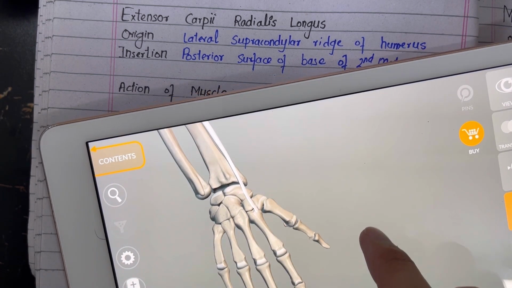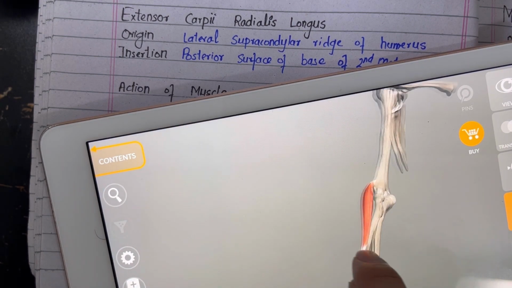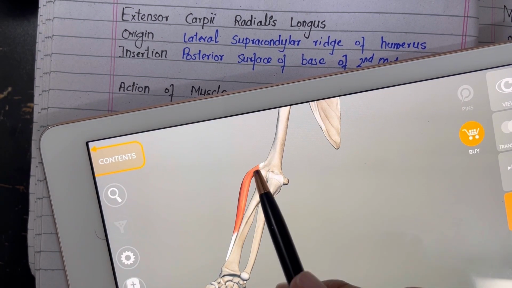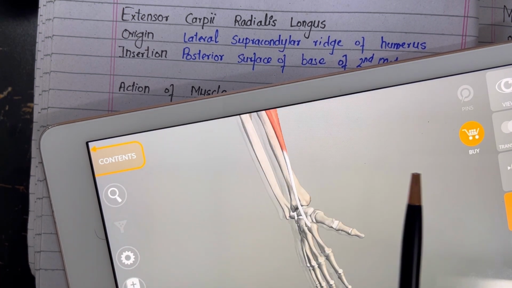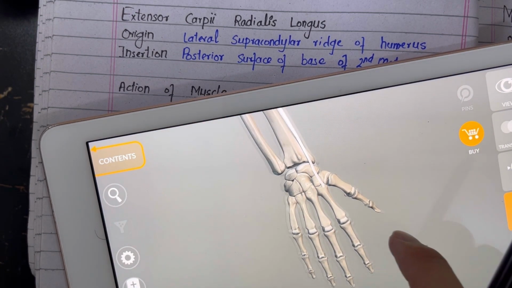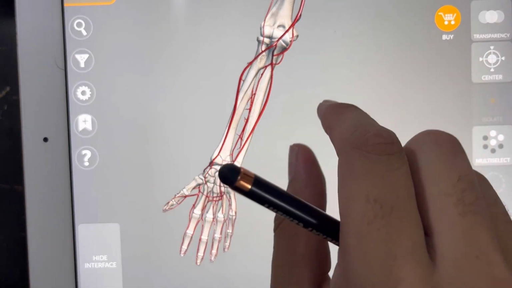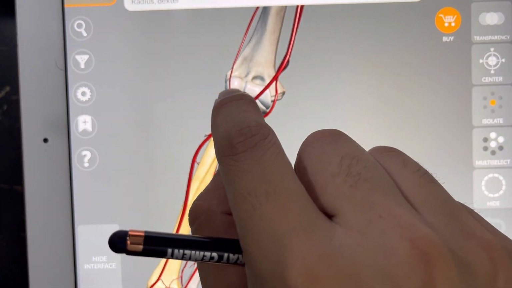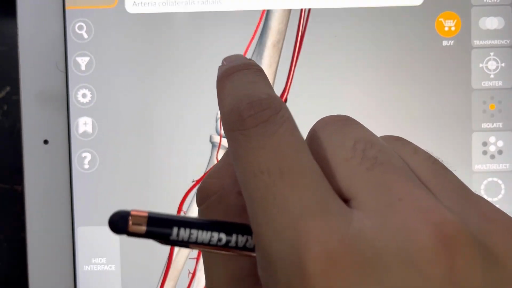So the tendon of the extensor carpi radialis longus muscle moves from the lateral supracondylar ridge of the humerus bone, passes posteriorly and inserts into the base of the second metacarpal bone. Now students, moving toward the blood supply of the extensor carpi radialis longus muscle. It is the same as the brachioradialis muscle. It is supplied by the radial recurrent artery and the radial collateral artery.